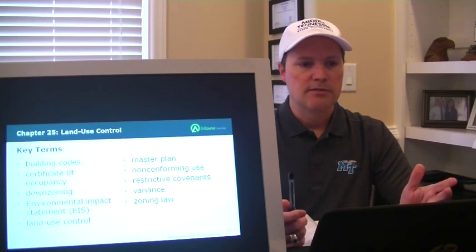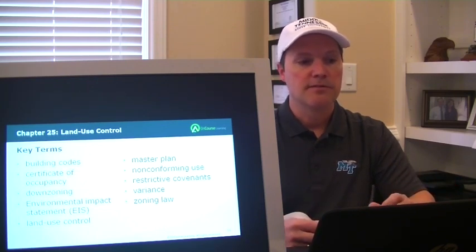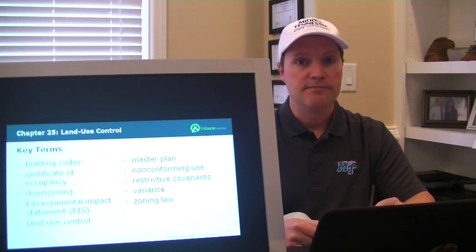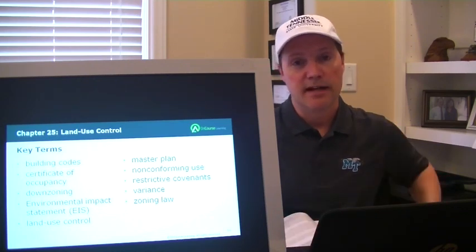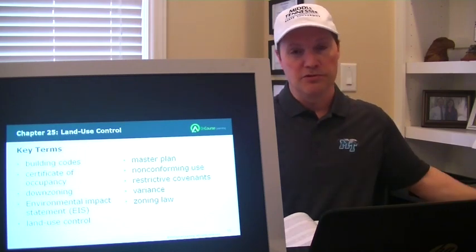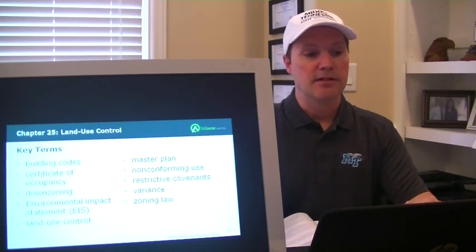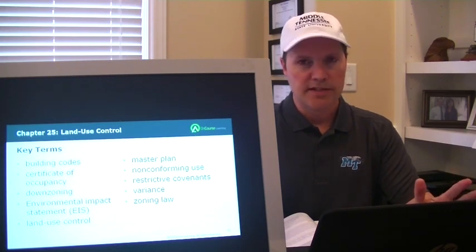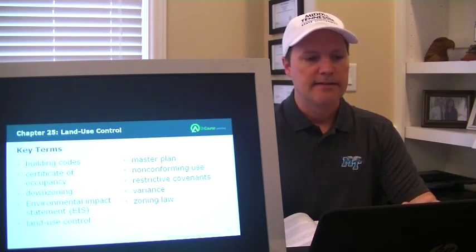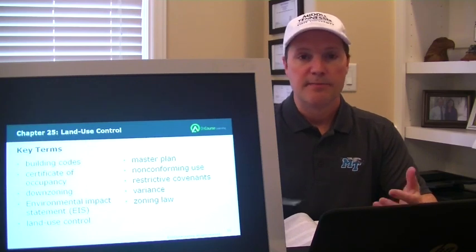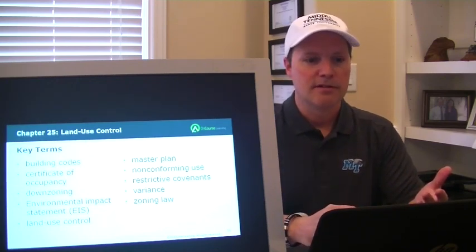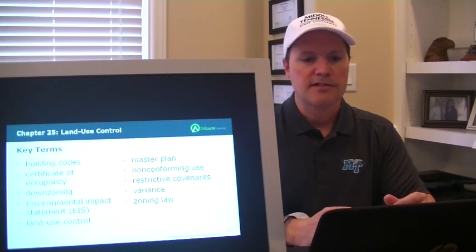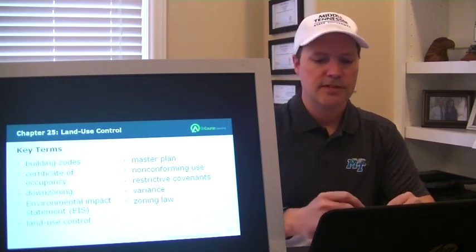So on this one, with land use control, key terms, we've got your building codes, like we talked about, certificate of occupancy. You can't close a house or building, commercial or anything, without the COO. Downsizing or downzoning, environmental impact, land use control, you have your master plan of your development, non-conforming use, restrictive covenants, variance, and then zoning law. All right.